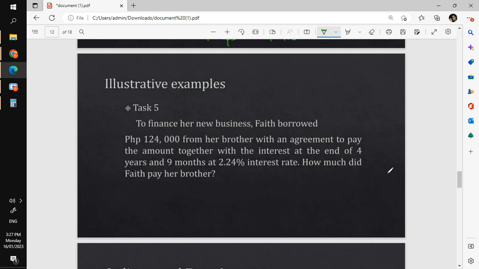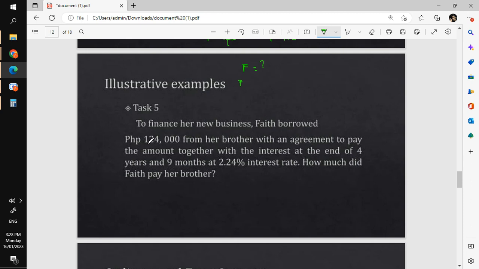Okay, another example we have in here. To finance her new business, Faith borrowed 124,000 from her brother with an agreement to pay the amount together with the interest at the end of 4 years and 9 months at 2.24% interest rate. How much did Faith pay her brother? So, we're looking for the future value in here.